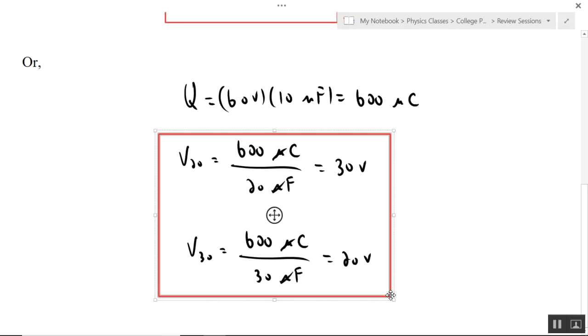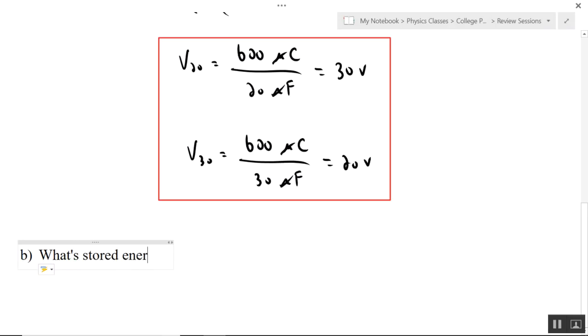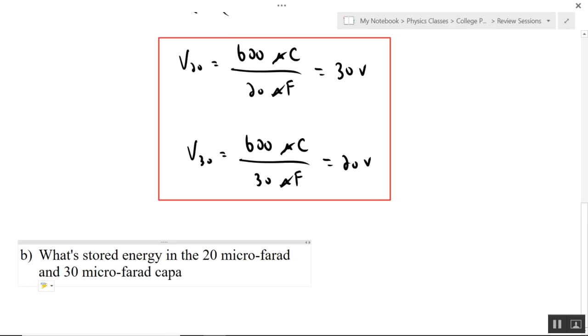Okay, so related to this, it's like the other question that I asked. There's multiple ways to do this as well. Actually, I'm going to ask a slightly different question. It's pretty easy to do, though. What's the stored energy in the 20 microfarad and 30 microfarad? So not all three, 2 of them. Capacitor.